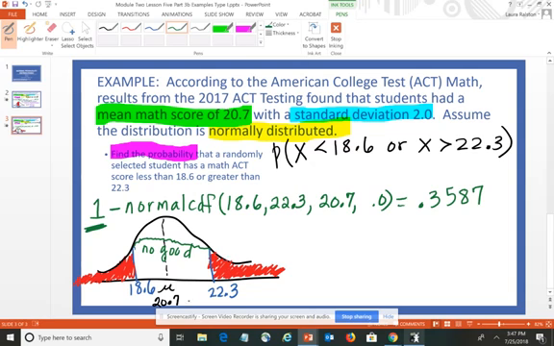That completes all of the examples of the different types of questions you'll see where you're asked to find the probability. You have a less than and a greater than, which were in the first video. Then you have a between and the tails in this video.